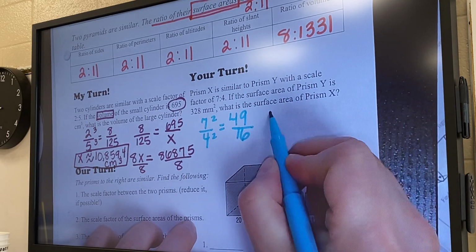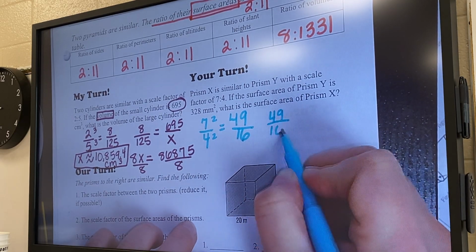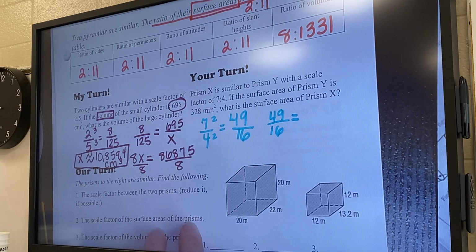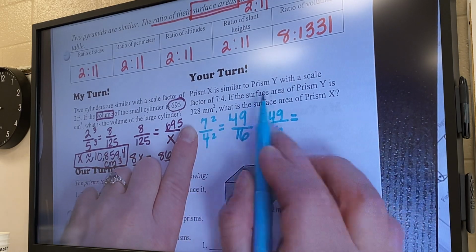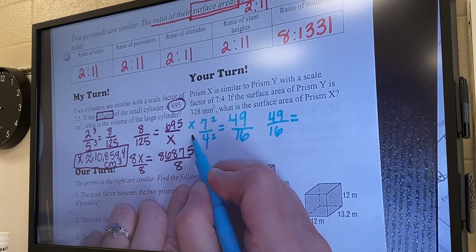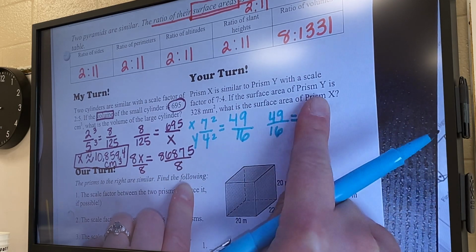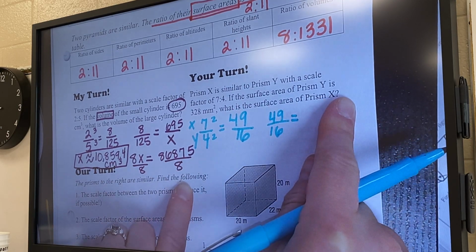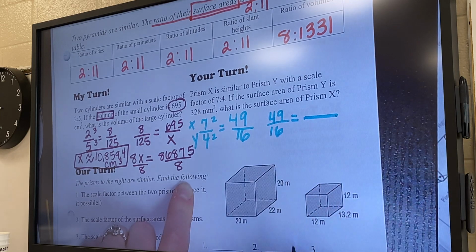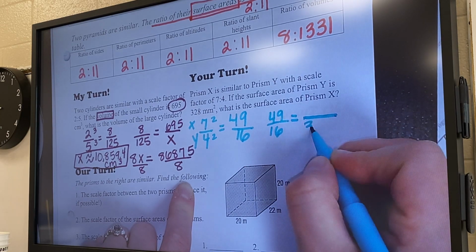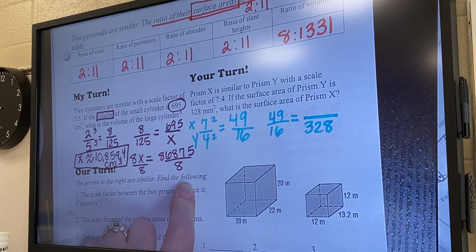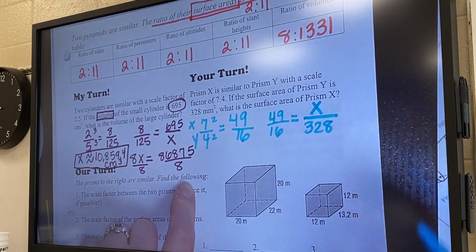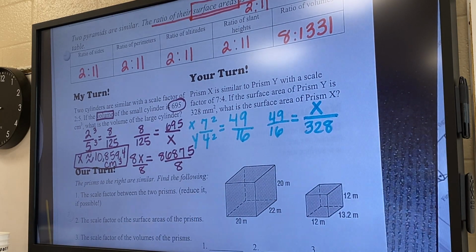All right, so let's set up our proportion. 49 over 16 equals, so this is X to Y, so X to Y. If the surface area of Prism Y, so where's that going to go? On the bottom. It's on top, let's definitely use X. And then cross multiply and divide, and then y'all can tell me what you got. I'm going to give you guys a few seconds.